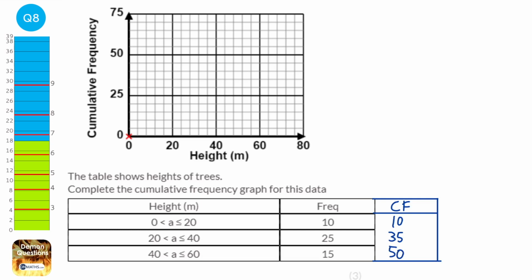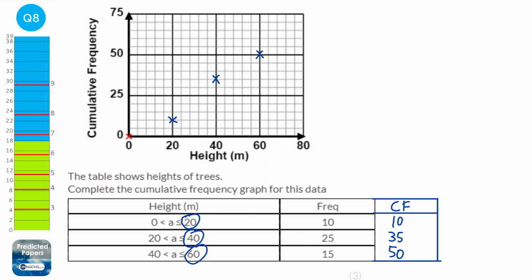So for that first 10, for the cumulative frequency of 10, we're looking at everything up until the 20. So we plot it at the 20. So it'd be 20 and then 10. So this one here. Then the next one, the 35, is everything up until 40. So it would be here. And then the next one is everything up until 60.